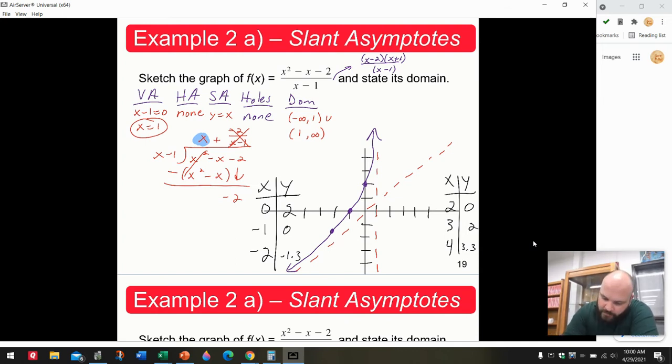In a similar fashion, when I plot these points, here is 2, 0, here is 3, 2, and then 4, 3.3 is up around here. We're going to have a graph that'll look like this and curve and then go along that slant asymptote right there. And there's my graph.